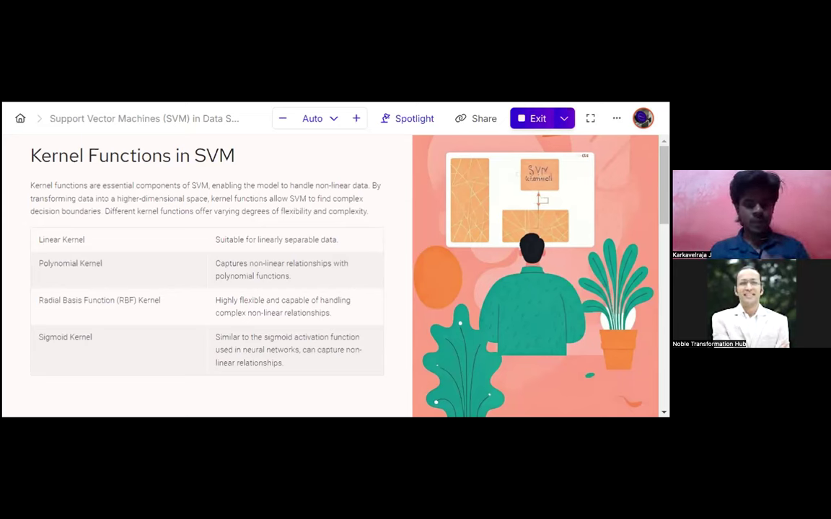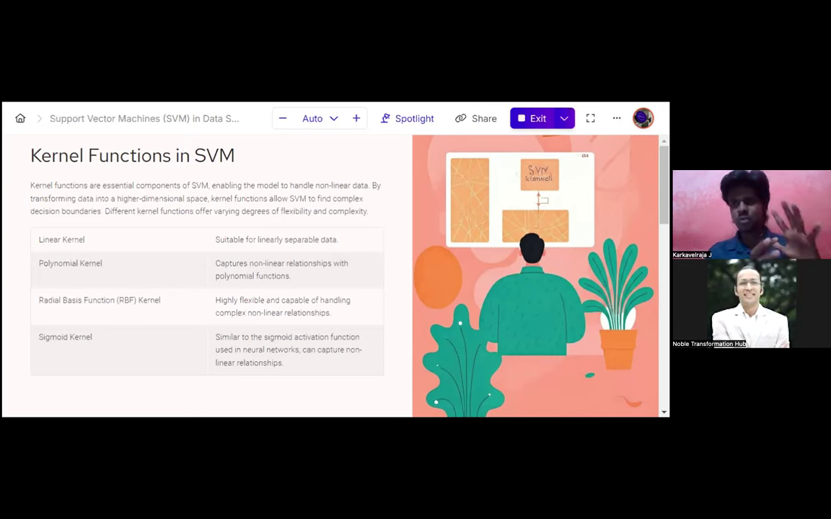Finally, the sigmoid kernel, similar to the sigmoid activation function. I hope you already know logistic regression. We have seen the sigmoid function, the S curve, which is used in neural networks and can capture a non-linear relationship. So the sigmoid kernel is like a sigmoid function which is also used to handle non-linear data. You can choose any kernel based on your dataset. Whenever the dataset is linear, you can go for a linear kernel. If it is non-linear, try applying all of them: polynomial, RBF, and sigmoid kernel, and find whichever works best for your dataset. I hope you can understand.